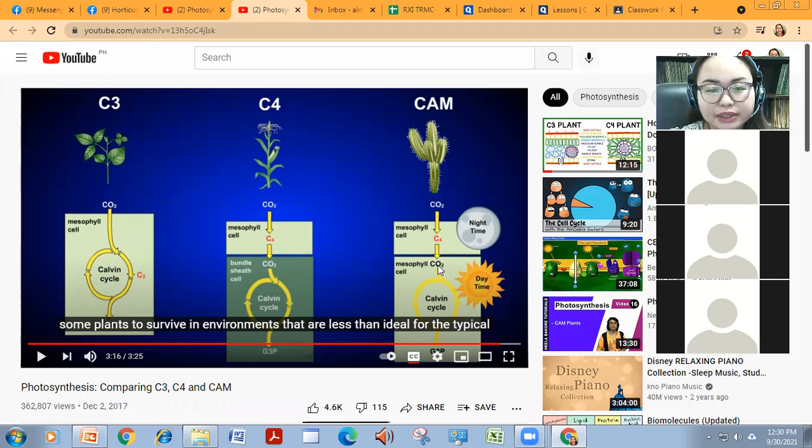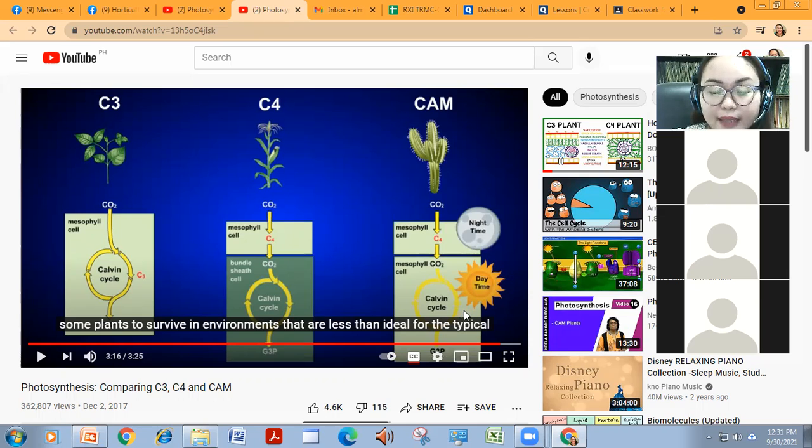Another type is the cactus, which lives in a very dry environment, for example in the desert. The crassulacean acid metabolism plants don't open their stomata during the day because it is too hot in the desert and they want to conserve water. So they only open them at nighttime. So what happens is the carbon dioxide can only enter the stomata or the plant cell during the night.